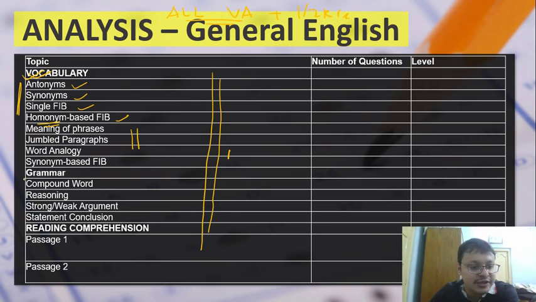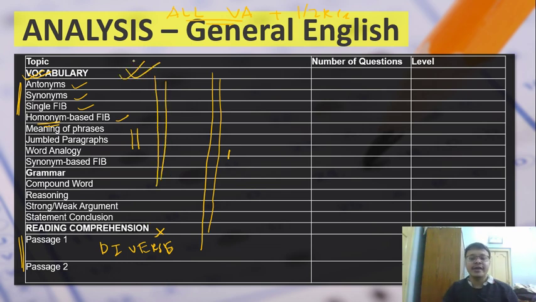In grammar, you'll have things like sentence correction, compound words, reasoning, strong or weak arguments, critical reasoning concepts, statement conclusions and so on. And you'll have a couple of passages which are again diverse in nature. But remember, RC is supposed to be a back burner. It's supposed to be the grammar and the vocab which you attempt more in SNAP.